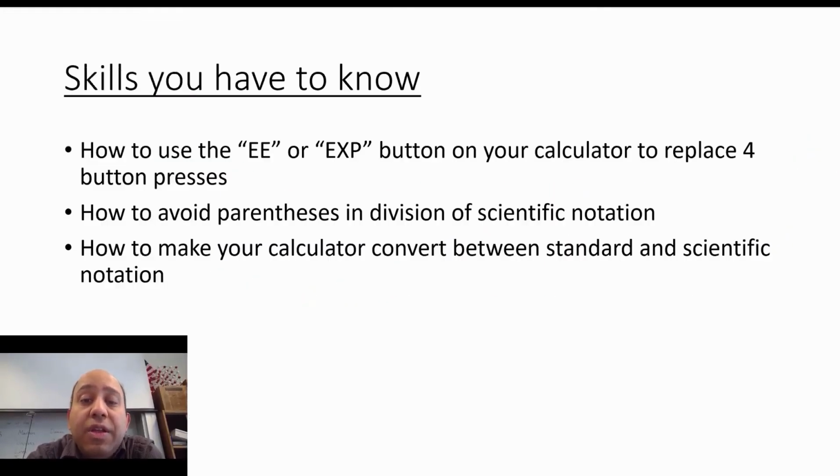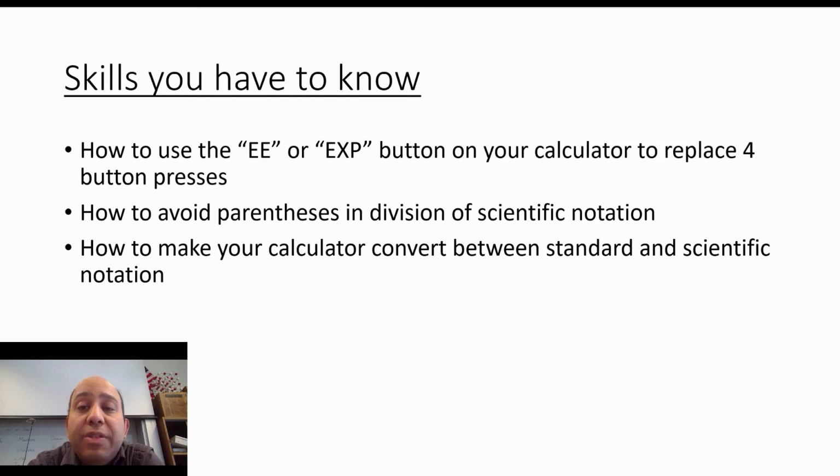Okay, so now that you've done those two examples and you've gotten the correct answers, you want to make sure that you know that you have these skills. They are three things. How to use the EE or EXP button on your calculator to replace the 4 button presses. There's no times and 1 and 0 and caret anymore. It's just the EE button or EXP button.